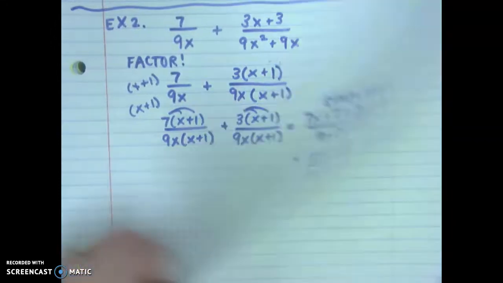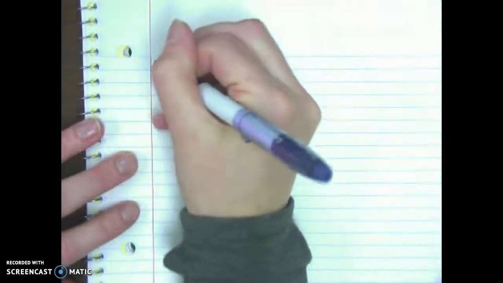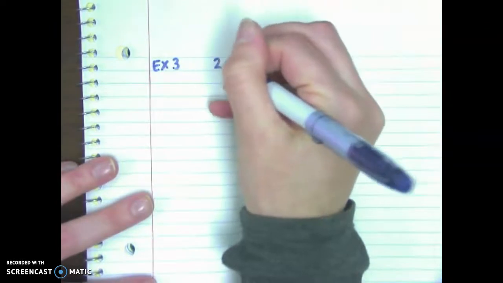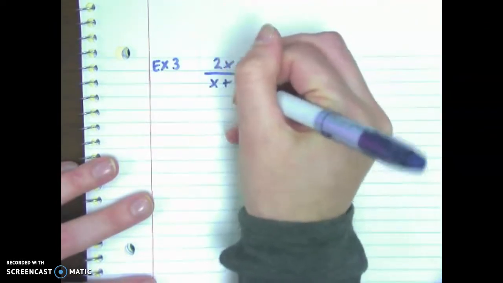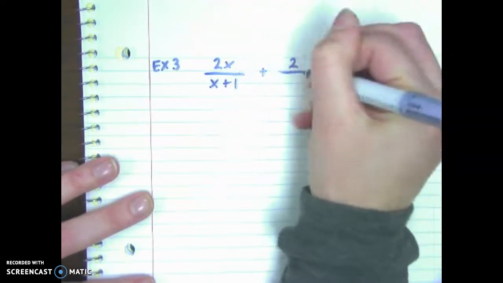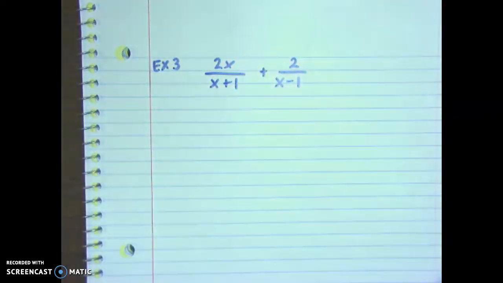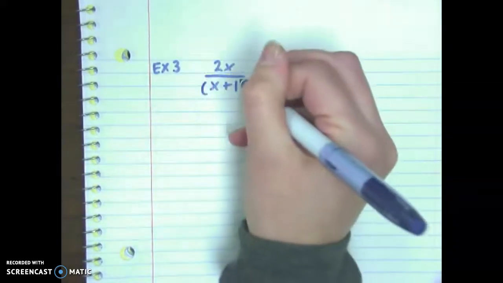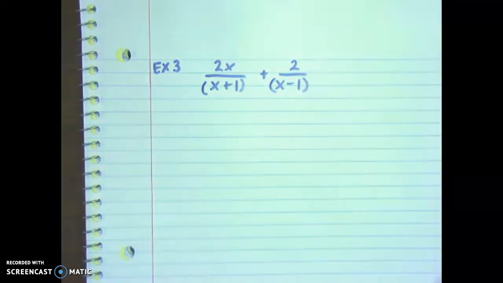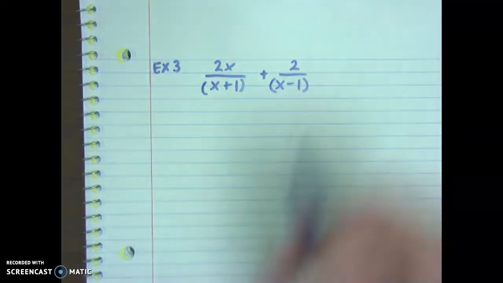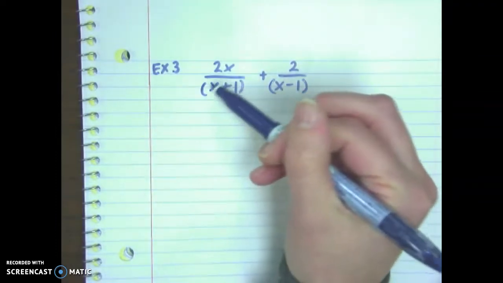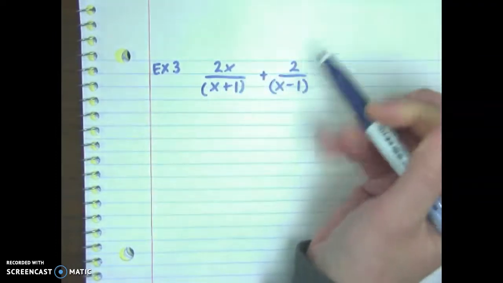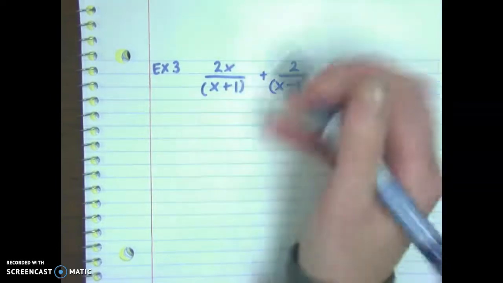Last example for adding. Example 3. 2x over x plus 1 plus 2 over x minus 1. There is nothing to factor, and my denominators are not the same. I have two separate factors. So when this happens, there is not something that I can multiply one denominator by in order to get it equivalent to the other. So I need to multiply each denominator by the other.